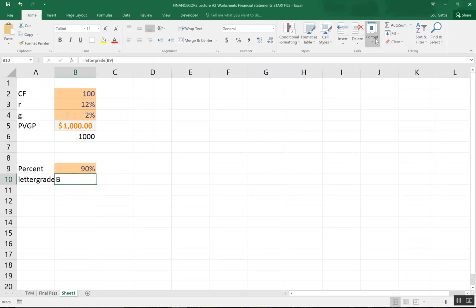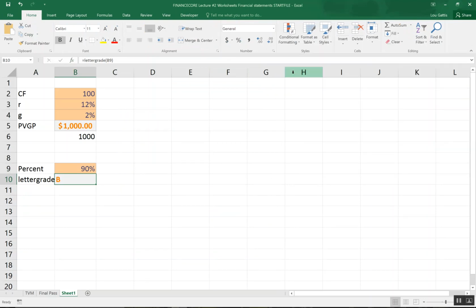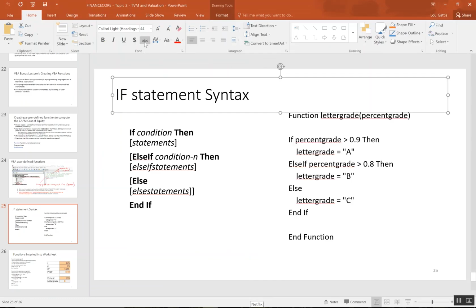And my solution is letter grade. And notice if I make that, say, 99%, there's an A, 85%, there's a B, 60%, there's a C. So that's the basics of VBA programming.